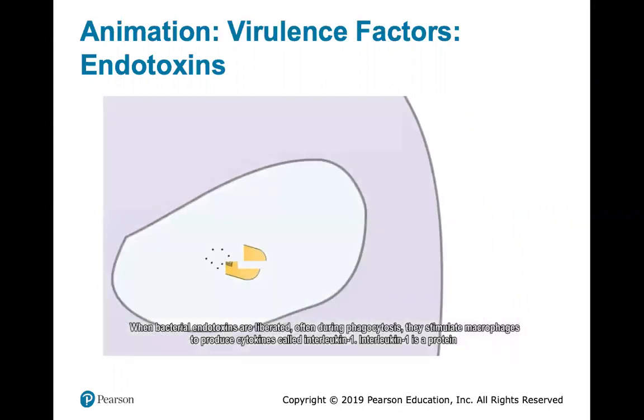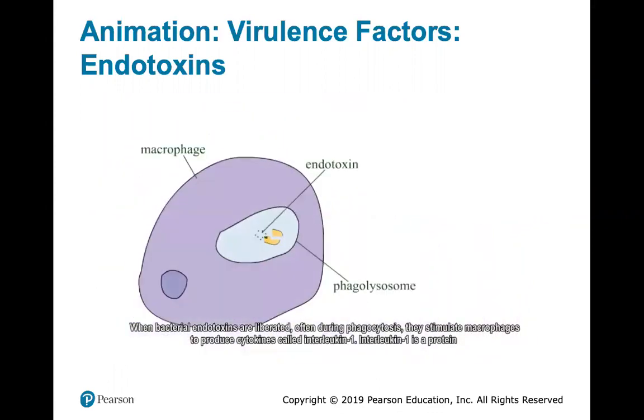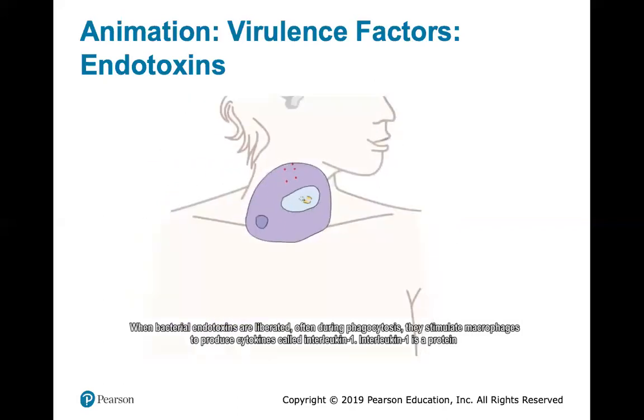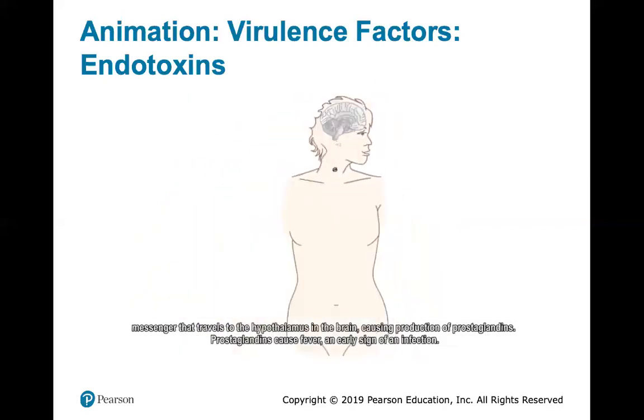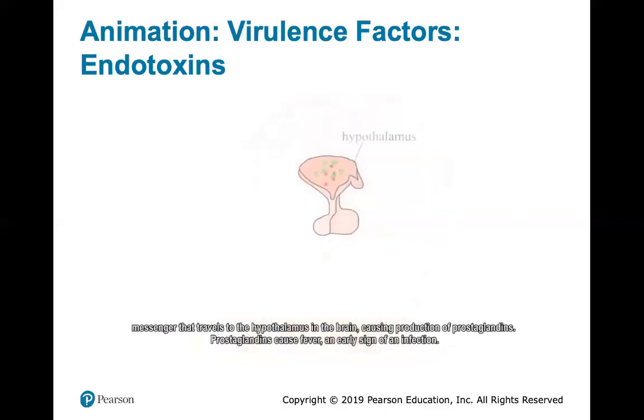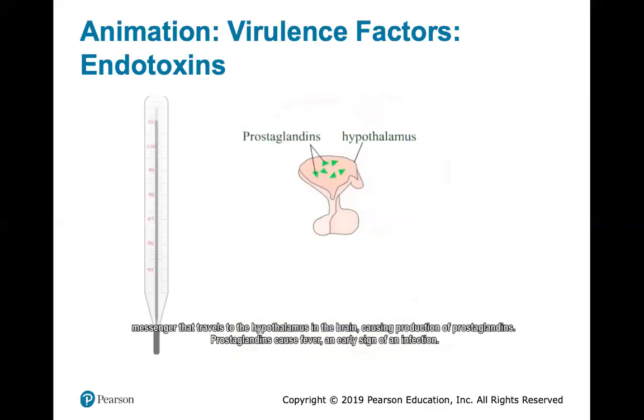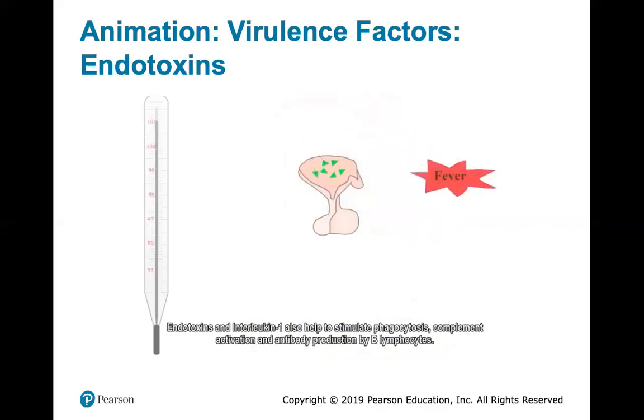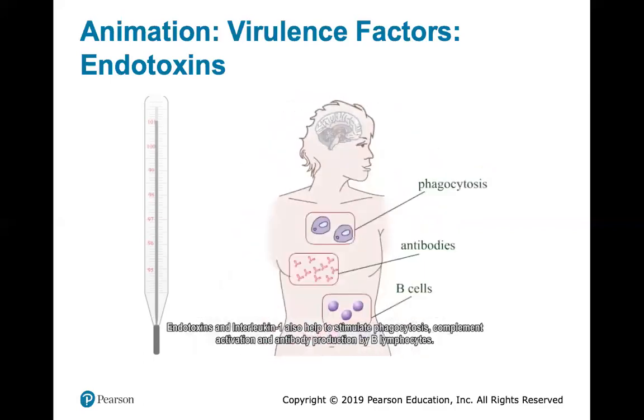When bacterial endotoxins are liberated, often during phagocytosis, they stimulate macrophages to produce cytokines called interleukin 1. Interleukin 1 is a protein messenger that travels to the hypothalamus in the brain, causing production of prostaglandins. Prostaglandins cause fever, an early sign of an infection. Endotoxins and interleukin 1 also help to stimulate phagocytosis, complement activation, and antibody production by B lymphocytes.